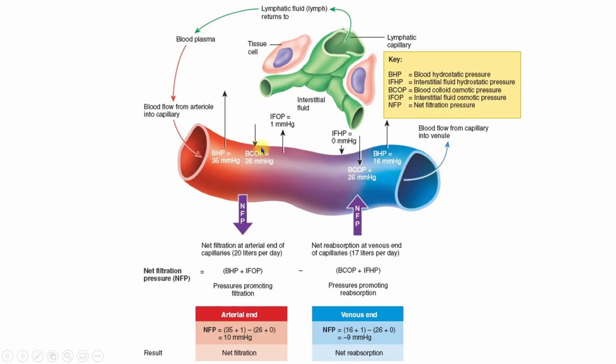Blood colloid osmotic pressure, which is 26, plus interstitial fluid hydrostatic pressure. Now, interstitial fluid hydrostatic pressure is 0, right? It is always equal to 0 unless stated otherwise. So 26 plus 0. The sum of this will give you 10 millimeter mercury, which is a positive value of a net pressure.